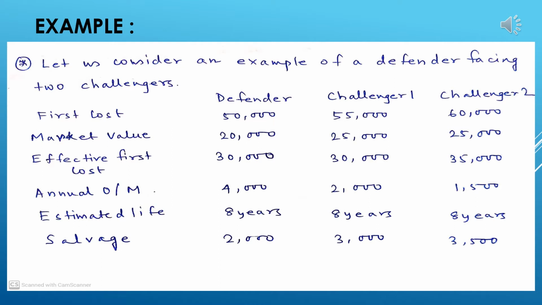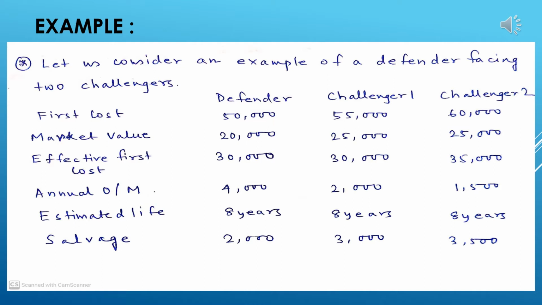The data that are available to us are the initial prices of the Defender, Challenger 1 and Challenger 2, the market value of each, the effective first cost of each, annual operations and maintenance cost for all the machines, the lifetime, which generally should be equal to compare at a certain level, and the salvage value or the value obtained at the end of the useful life of the machine.